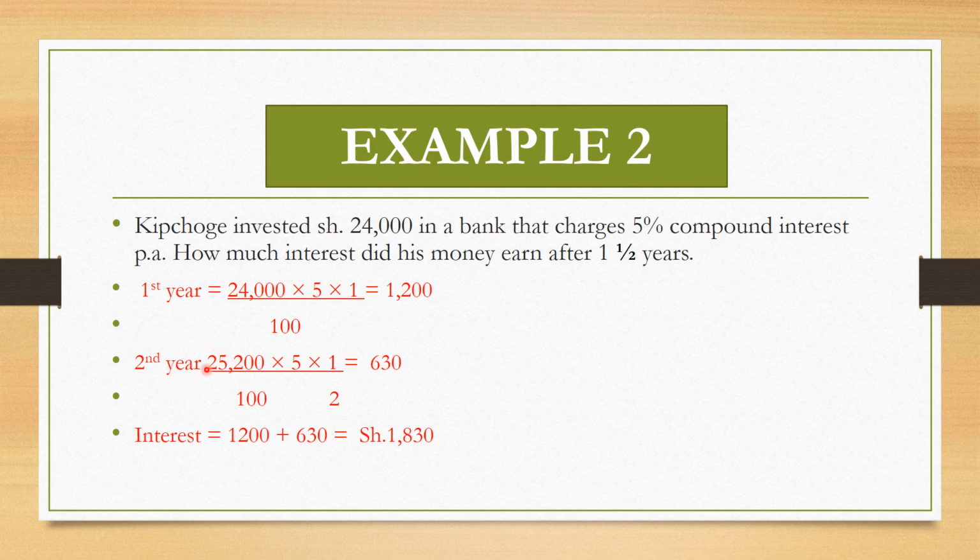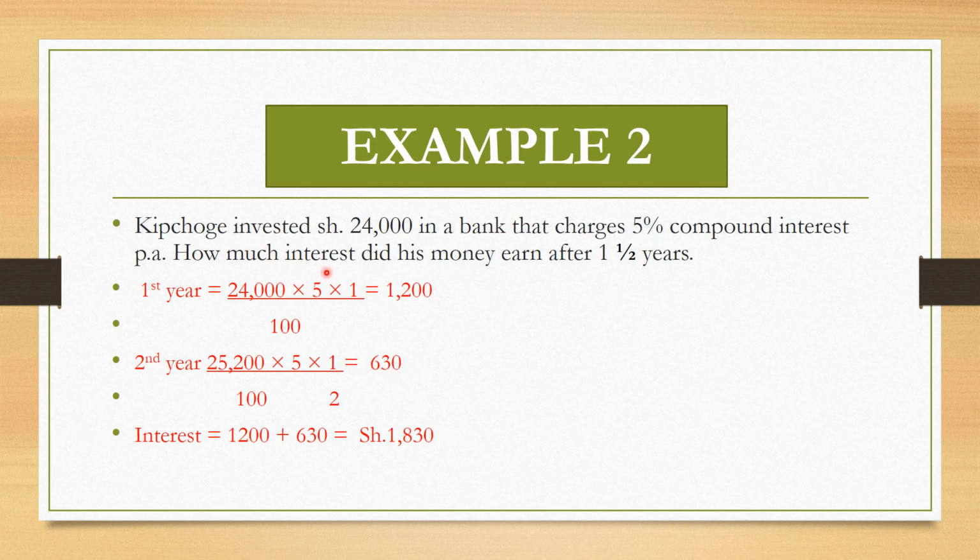So let's calculate now our interest at the beginning of this second year. So it is 25,200 times 5 times a half. This is the half that I'm talking about. So after multiplying by 1 year, this one will be times a half because it is half a year, not a full year. If you simplify, you get your interest is 630. So interest of the first year, 1,200. Interest of the second year, even if it is half a year, because you multiplied by half, no problem, 630.